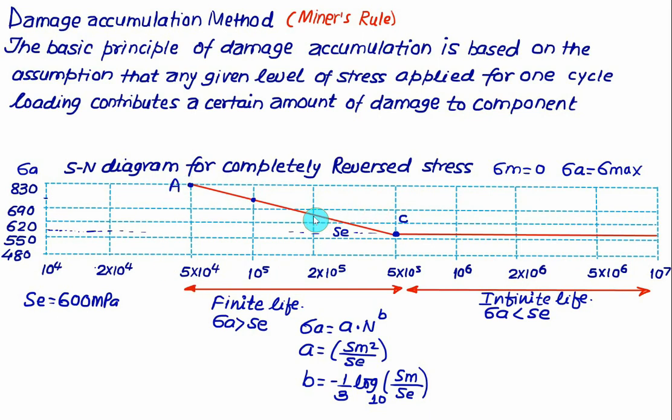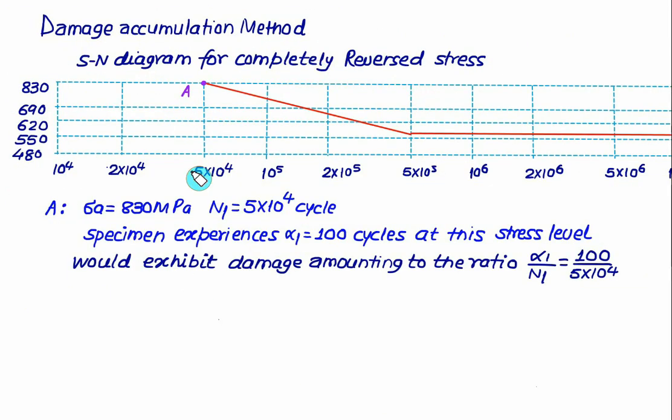The second point we'll consider is either here, or at SE, or lower than SE, that is for infinite life. Then there is an accumulation. Whatever the total accumulation of damage is will be calculated using Miner's rule. Suppose we consider point A on the S-N diagram. For this we have a stress equal to 830 and the corresponding life is 5 into 10 to the power 4. So a machine part developing an alternating stress equal to 830 megapascal has a life of N1 equal to 5 into 10 to the power 4 cycles.